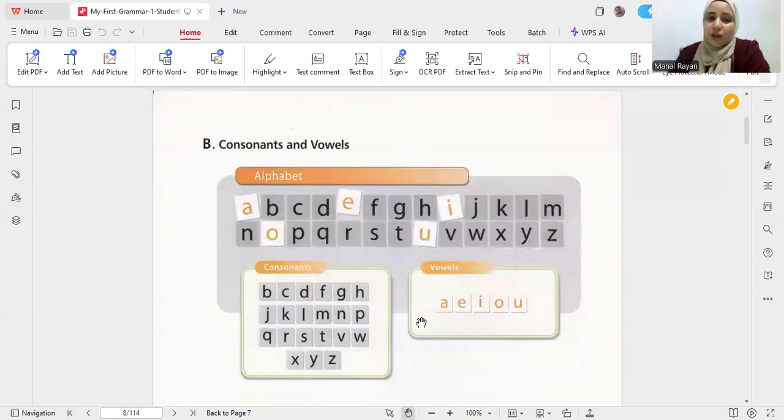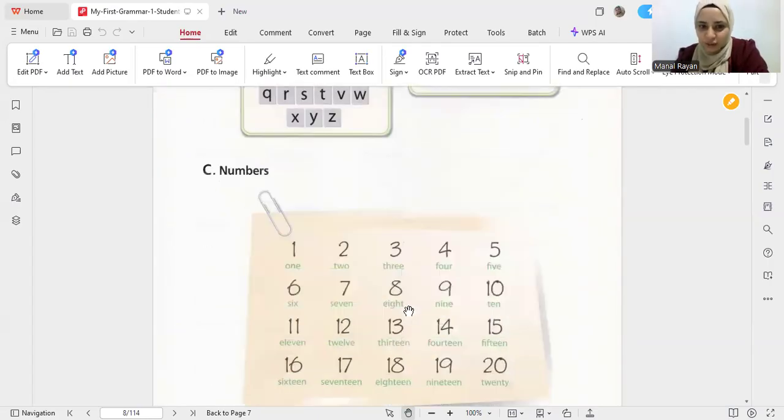We have two kinds of letters, consonants and vowels. These are the consonants. Vowels, we have five vowel letters: A, E, I, O, U. Happy birthday to you. A, E, I, O, U. Happy birthday to you. These are the vowel letters.